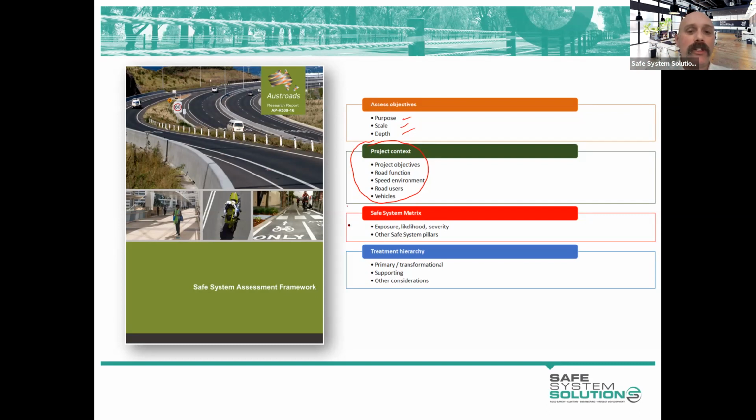We then have the matrix that needs to be filled out. And as I say, that's usually the meat of a safe system assessment. It gets us some numbers, some graphs, some quantification. And then we get into ideas and suggestions to improve things.